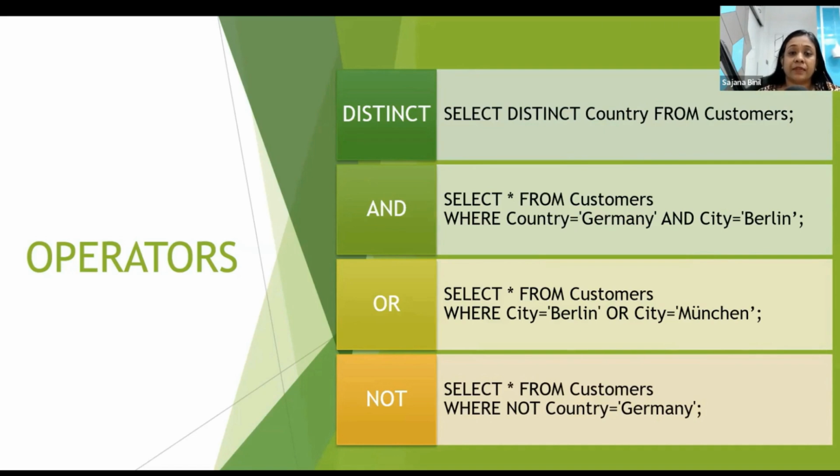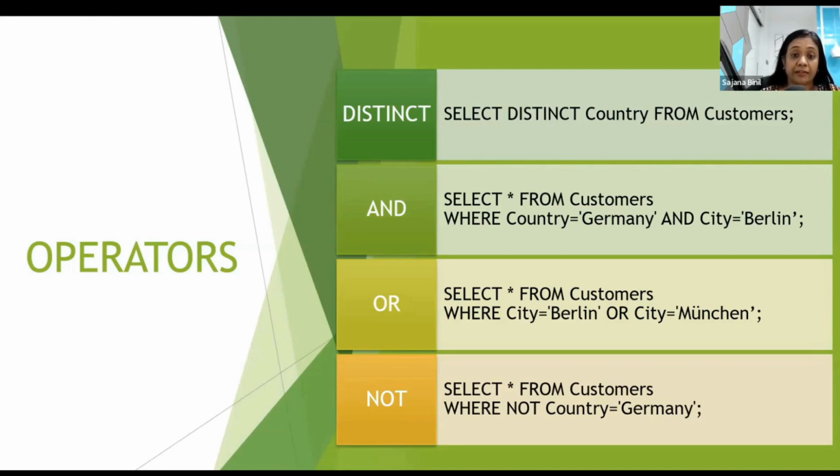Then AND, OR, NOT. These kinds of operators are used as joining operators, like in an AND clause. Look at the query that's written over here. Select star from customers where country equal to Germany and city equal to Berlin.